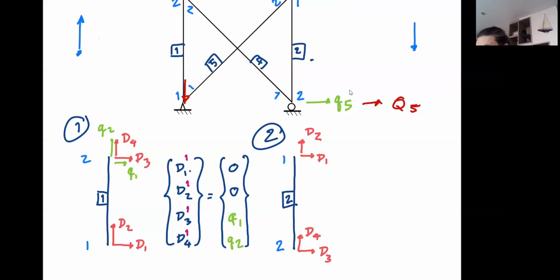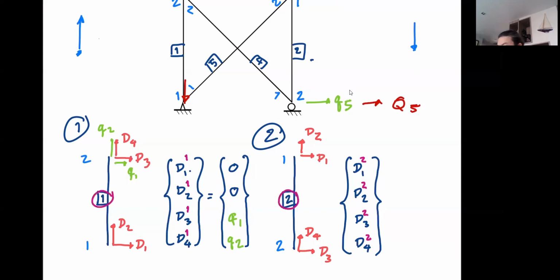While waiting, at least I can write this, right? D1, D2, D3, and D4. This time it's going to be for member 2, right? Can you do it? Yes.